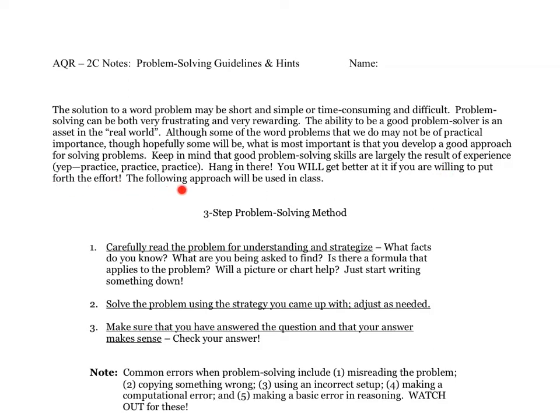The following approach is what we will use in this course, this 3-step method. So go ahead and pause it, read these 3 steps, and we'll come back and start looking at some common errors and then some examples.